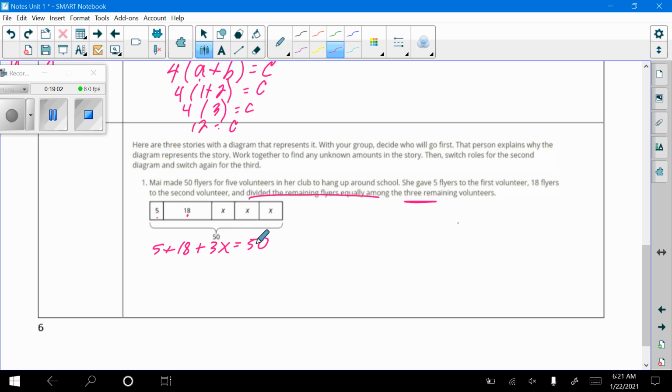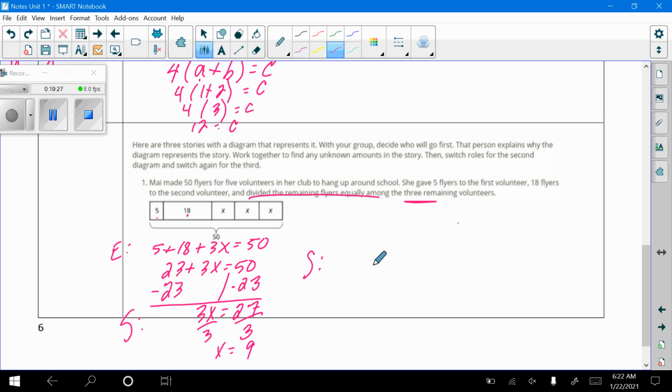And then we can solve it. So we could write our equation, and we can solve. This would be 23 plus 3x equals 50. Take away 23. So 3x is equal to 27, and divide by 3. X equals 9. So I solved it.